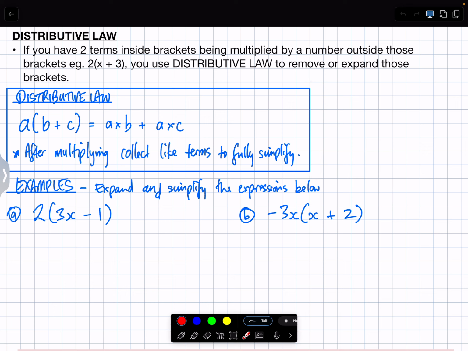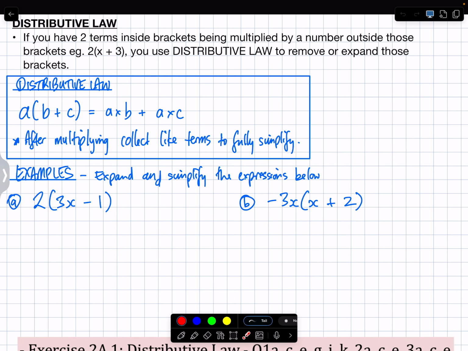This is the tool. If you have a number, we're calling it a, on the outside of the brackets, you're trying to multiply it out with everything inside of it. So the result is going to be a times by b plus a times by c. Once you've done that, you need to collect like terms to fully simplify. Get the box down. I'll show 2 examples in purple, and then that's the end of the first lesson.